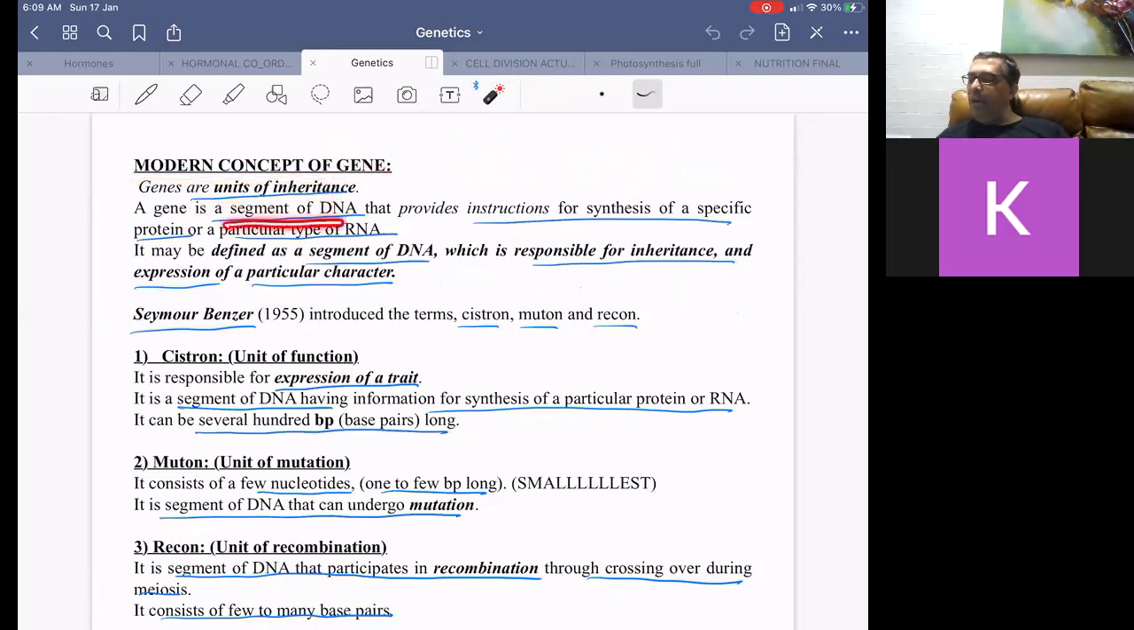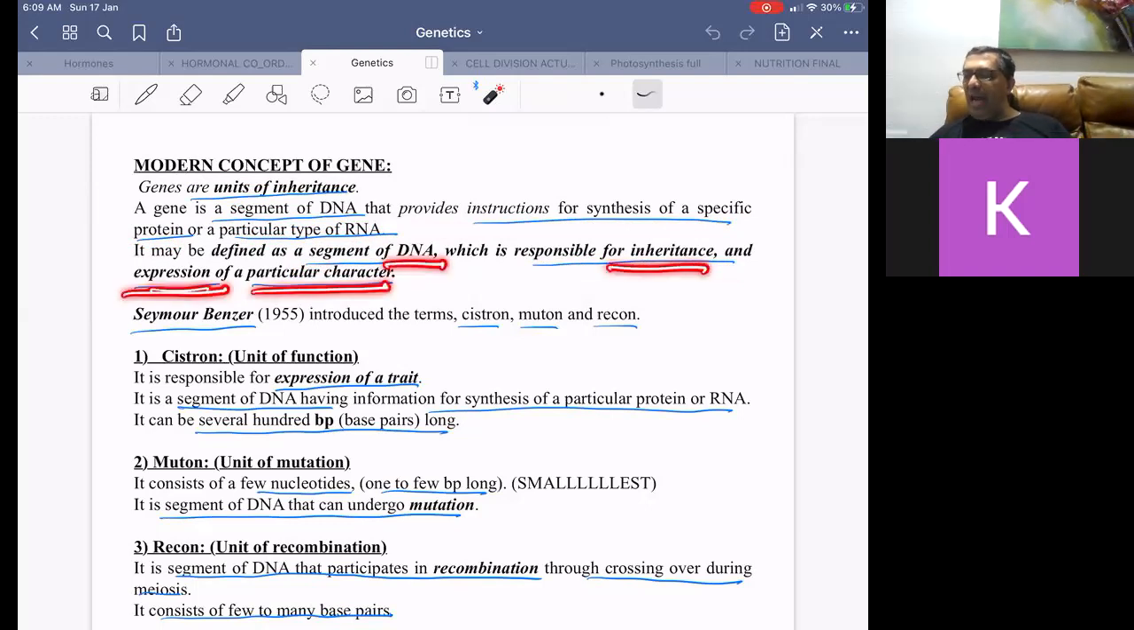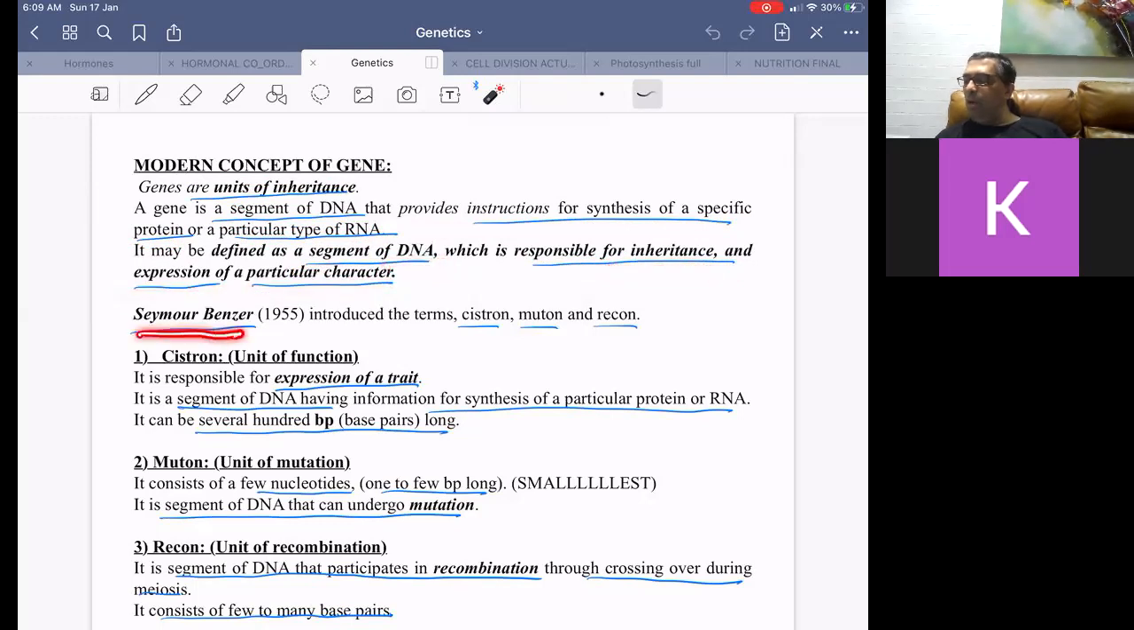A gene is a segment of DNA that provides instruction for synthesis of a specific protein or a particular type of RNA. So, gene forms the RNA by transcription, which forms a protein by translation. A gene is defined as a segment of DNA responsible for inheritance and expression of a particular character. Seymour Benzer introduced the terms cistron, muton, and recon.